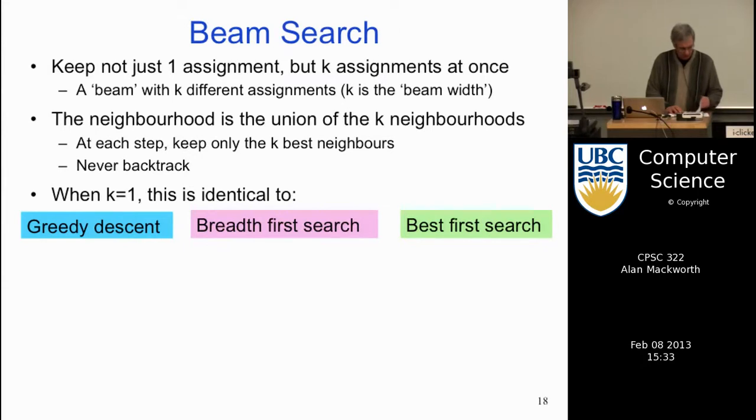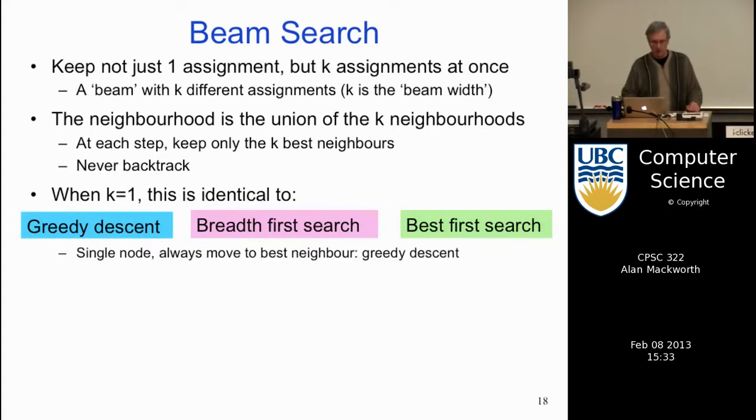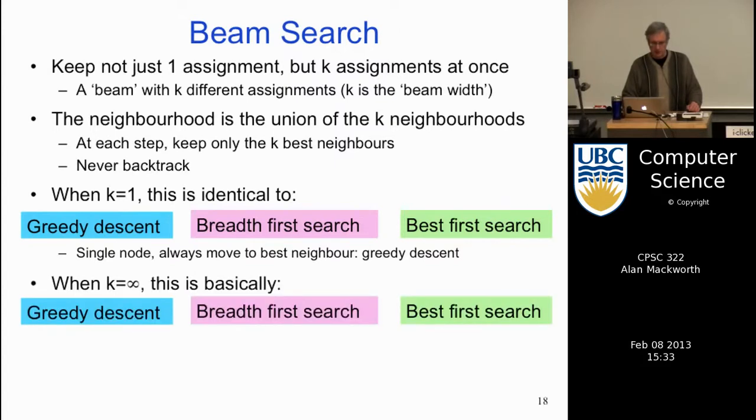Okay, so now that you've talked to your neighbor, what's your vote here? Okay, so I see lots of blue. That's good. Yeah, this is just obviously greedy descent. We've got one best choice, always moving to the best neighbor. That's greedy descent. When you have infinity, an unbounded number of next nodes, unbounded parallelism, there's no limit on the width of the beam, what would you say it is?